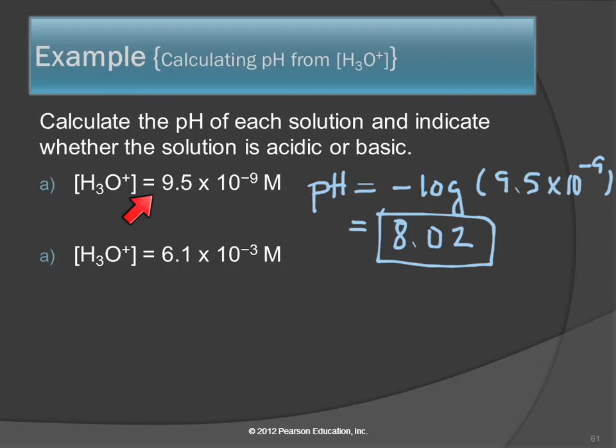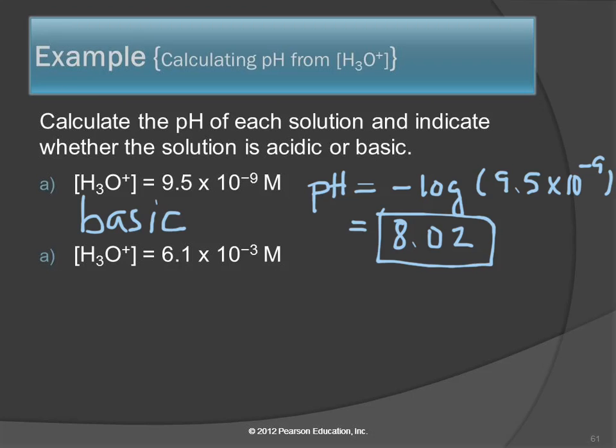Is this larger or smaller than 1 times 10 to the minus 7? 10 to the minus 9 is smaller. If the hydronium ion concentration is less, then the hydroxide ion concentration must be more. This is basic.